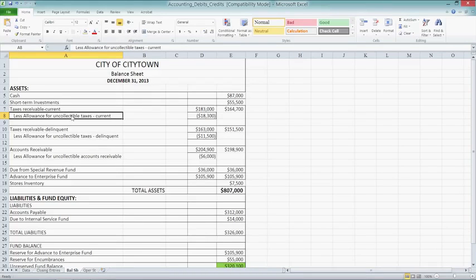So for example, the government tries to collect taxes. Some people don't file taxes. Every year they have to estimate the percentage or the portion of people that are not going to file taxes. And then they have to estimate how much revenue is going to be lost due to non-filing or different reasons. So for this city, the estimated allowance for uncollectible taxes is $18,000, and we subtract that from taxes receivable. Businesses do that for bad debt.